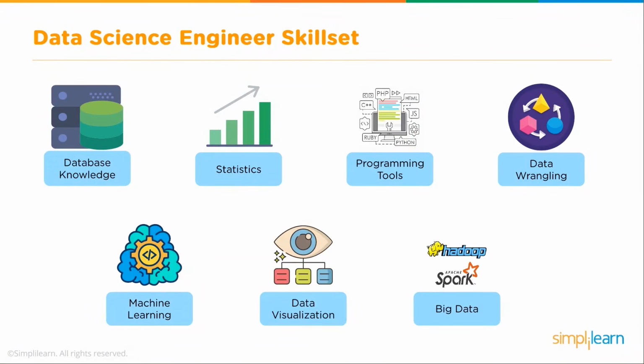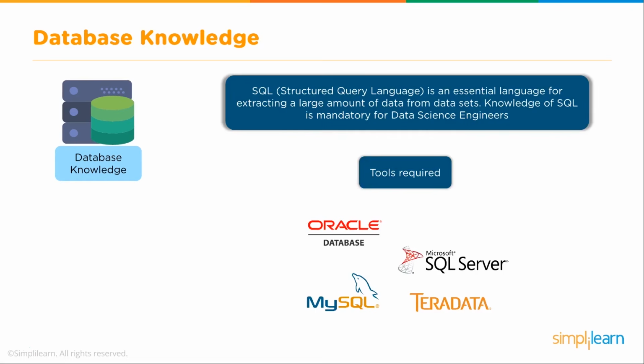When we talk about data science engineer skill set, we're talking about database knowledge, statistics, programming tools, data wrangling, probably the least favorite and most used, machine learning, data visualization, and then to touch on big data. And so we'll start with database knowledge. The most common databases, of course, your SQL, structured query language. Think rows and columns. It's an essential language for extracting a large amount of data from data sets. So knowledge of SQL is mandatory for data science engineers.